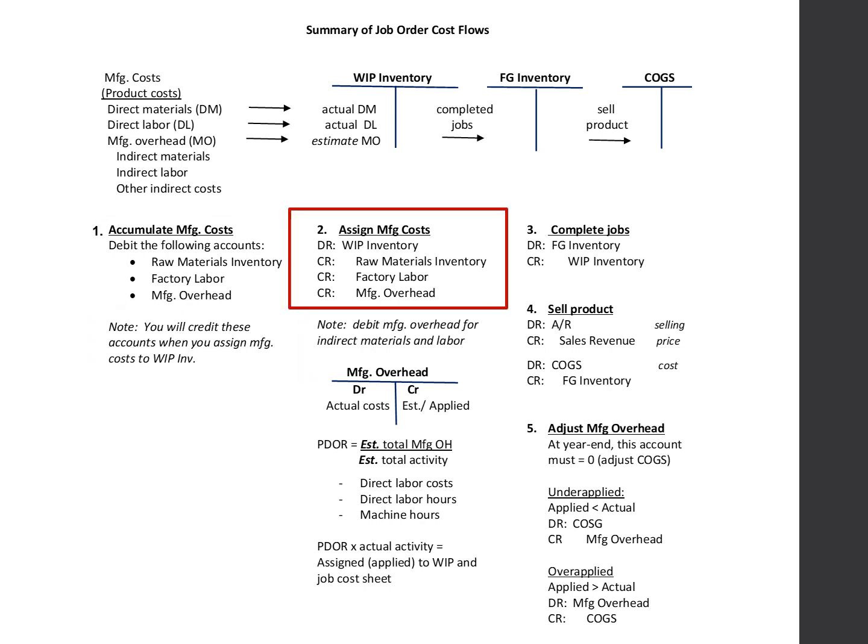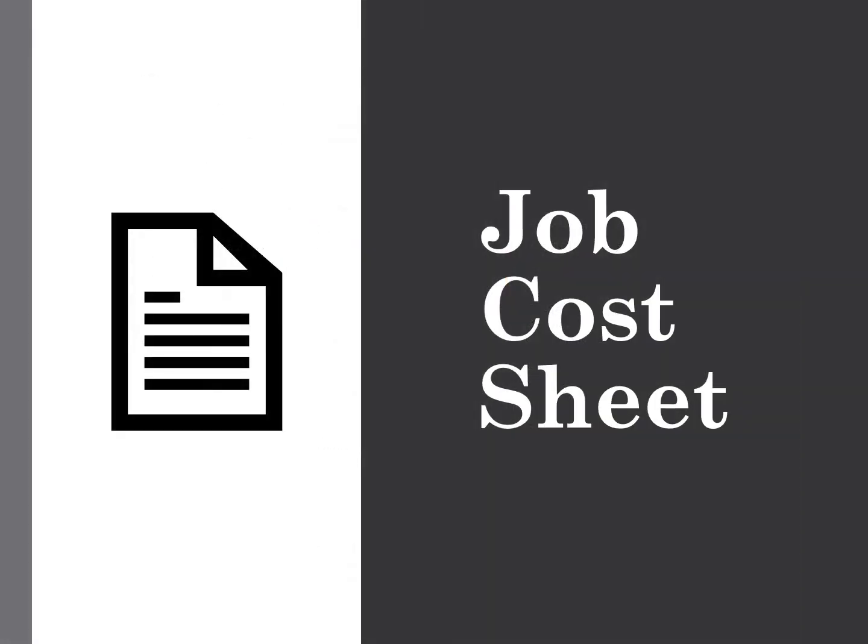Assigning manufacturing cost to work in process results in a debit to work in process inventory and a credit to either raw materials inventory, factory labor, or manufacturing overhead. A job cost sheet records the material, labor, and manufacturing overhead charged to a specific job. It determines both total and unit cost of a completed job.